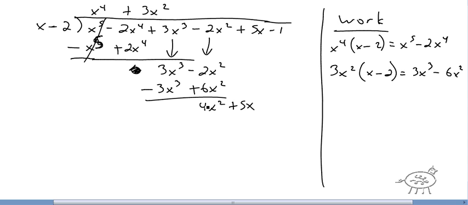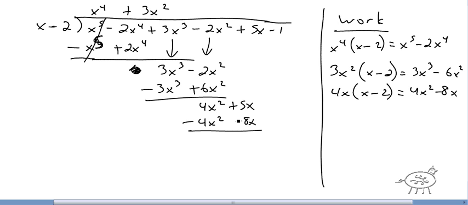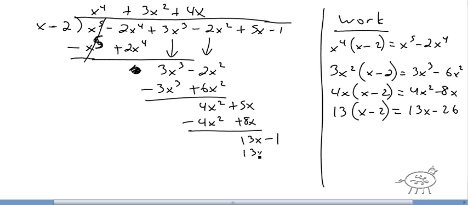What times x is 4x squared? 4x. So 4x times x minus 2 is 4x squared minus 8x. Change that sign. I get 13x minus 1. So here I need to put the plus 4x up here. What times x is 13x? Well, just 13. So that gives me 13x minus 26. Change the sign, and I get 25. That's my remainder.